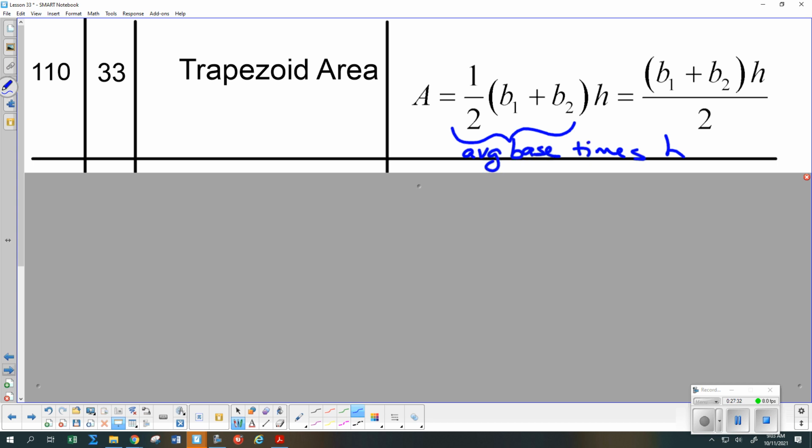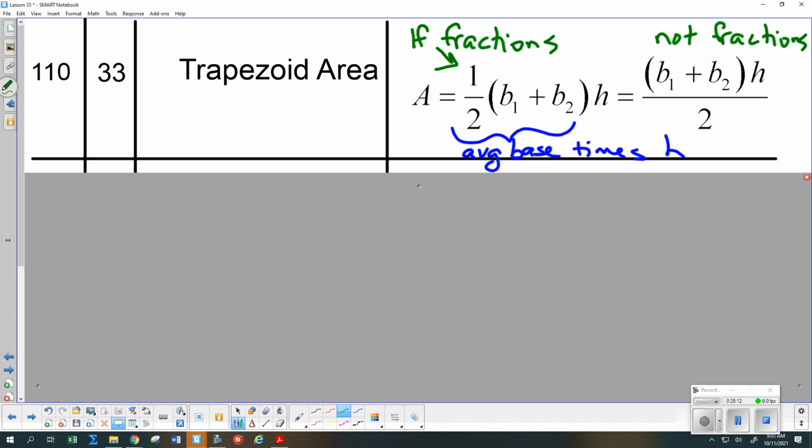Personally, I use the form on the left if I have fractions. If b1, b2, or h are fractions, I use the one on the left, and I use the one on the right if I don't have any fractions. They both work either way, but if I start doing fractions inside of this fraction, I get messed up on my arithmetic and get the wrong answers sometimes. So that's what I do, but you're welcome to use either way, whatever makes the most sense for you.